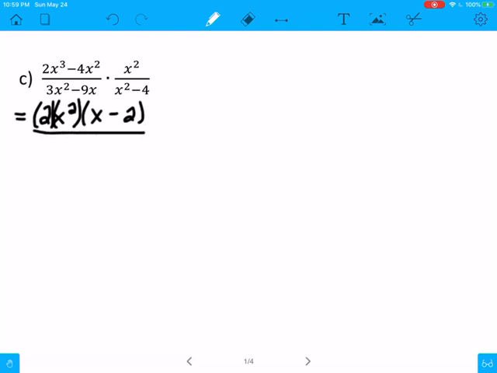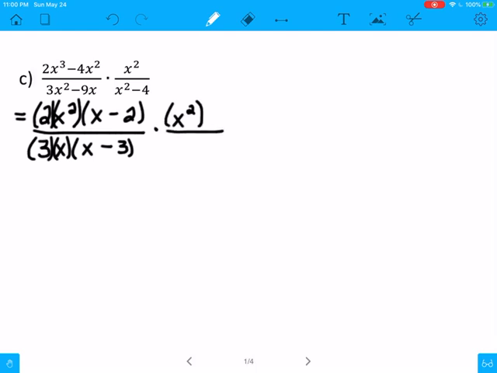Then I look at the left denominator, 3x squared minus 9x. I can take out a 3x. I take 3x out of 3x squared, I'm left with an x. When I take 3x out of negative 9x, I get negative 3. And then the 3 and the x can go in their own brackets. Multiplied, x squared just stays x squared.